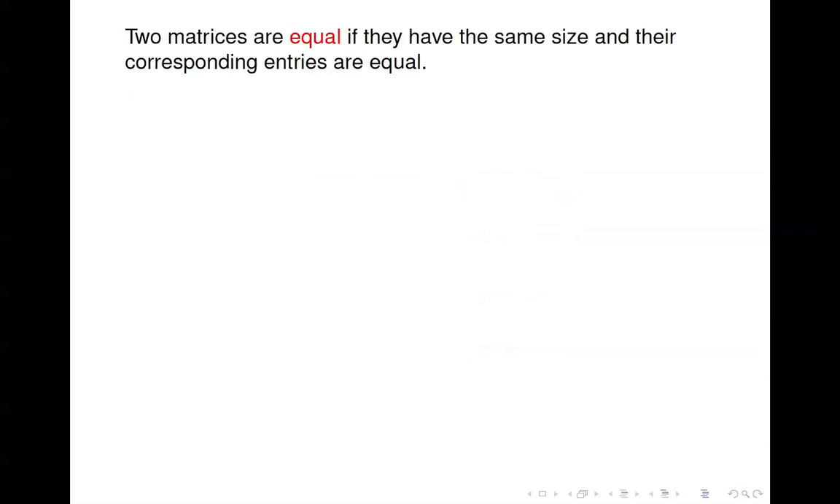We say that two matrices are equal if they have the same size, so the same number of rows, same number of columns, and their corresponding entries are equal. So the 1,1 entry in one is equal to the 1,1 entry in another. In general, the ijth entry in one is equal to the ijth entry in the other.